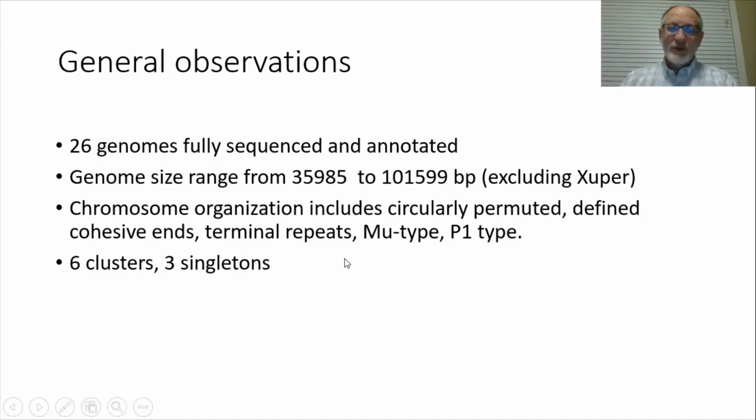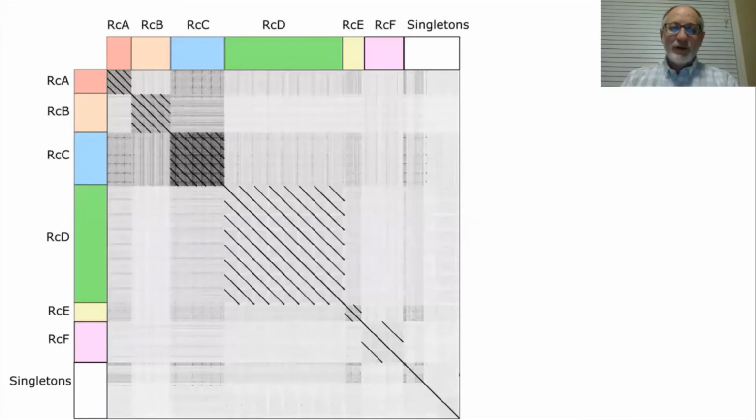Our phages can be organized into 6 clusters and 3 singletons. The clusters are clearly visible or organized in part by nucleotide sequences seen as in this Shepherd plot. So you can see that the clusters are readily observed as areas of shared sequence in this Shepherd plot.